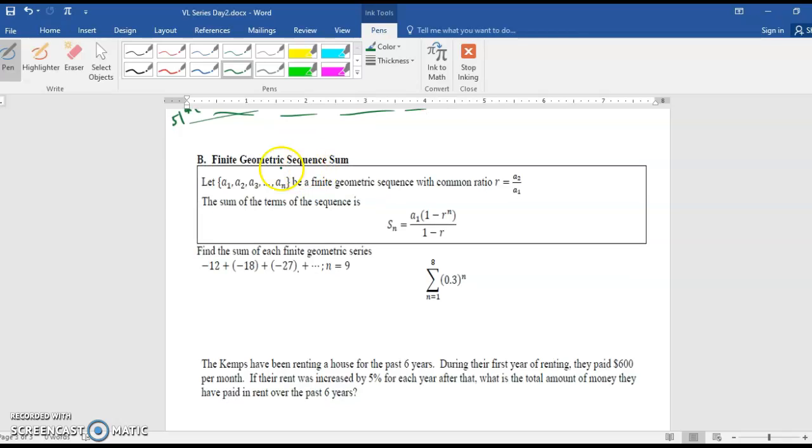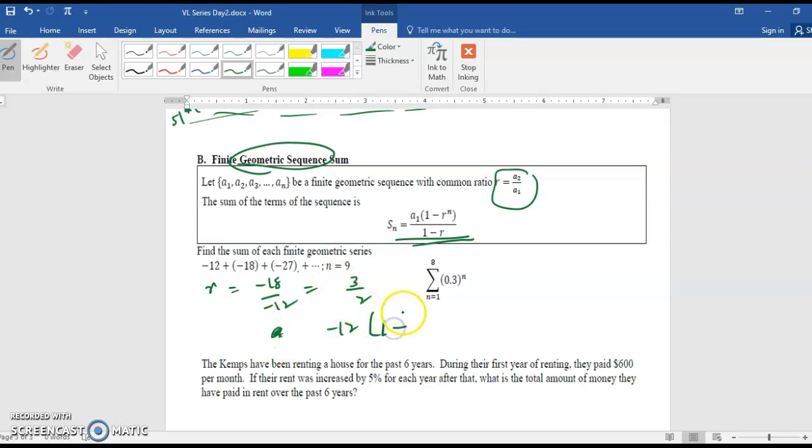And the last one is the geometric sequence. This is the formula that you would use. You would first need to find the common ratio. For this example, the common ratio happens to be 3/2, and you just plug it into this formula. A1 here is negative 12 times 1 minus the common ratio 3/2 to the power of 9, which is what he wants you to find, divided by 1 minus 3/2. And that's it. You will get 0.429, or you can use my calculator trick to find this. You'll get the same value.